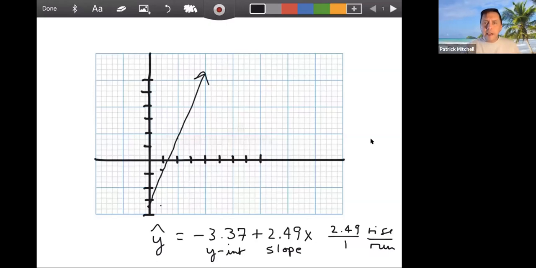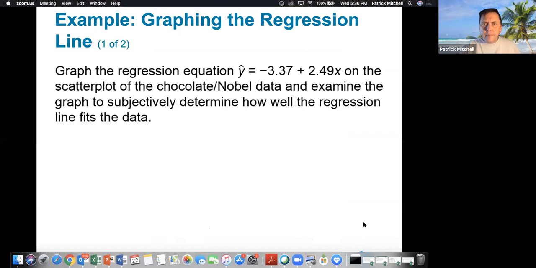All right, just in case, I have a feeling you probably will have to graph these lines in your homework. So hopefully that helps. All right, going back to the PowerPoint.